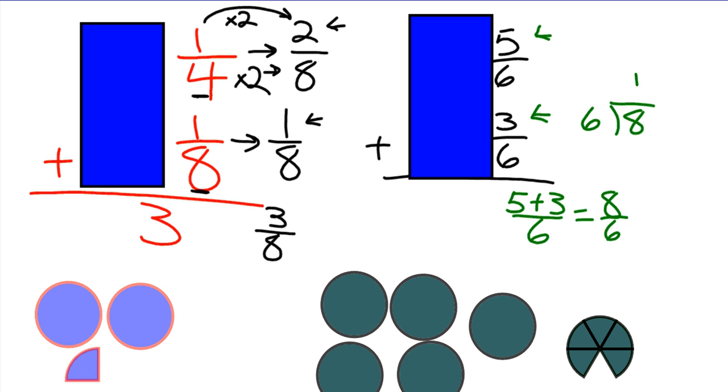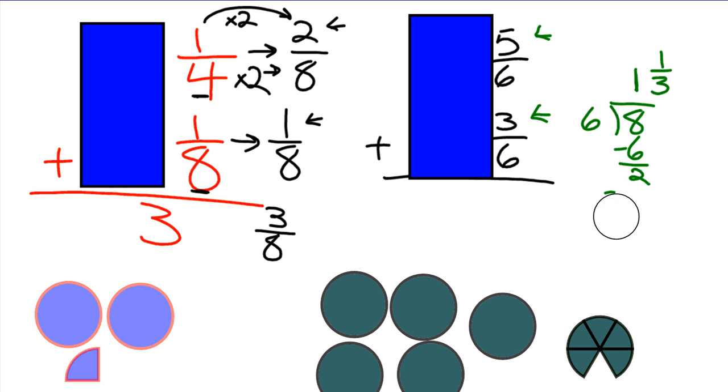6 goes into 8 one time. When we subtract, we have 2 left over. So we have 1 and 2 left over out of 6 parts. So it'd be 1 and 2/6, which can still be simplified. We can divide both of these by 2, and that leaves us with 1/3. So our actual answer would be 1 and 1/3 for this problem. Erase that and put up 1 and 1/3. That's my simplified answer.